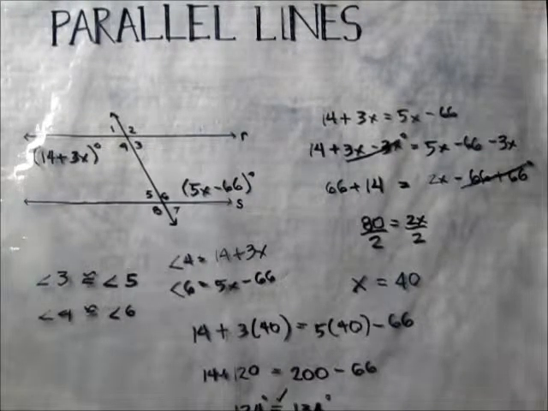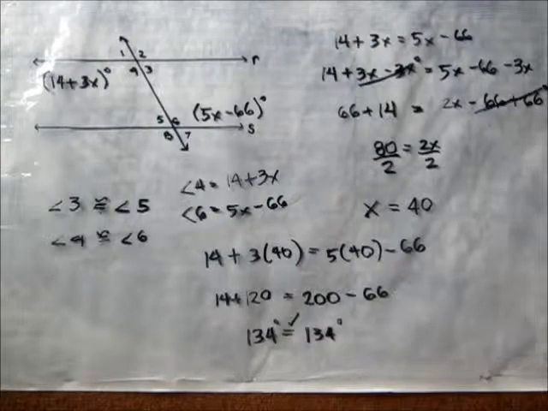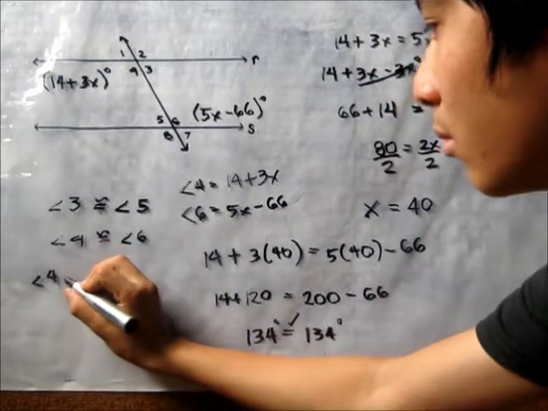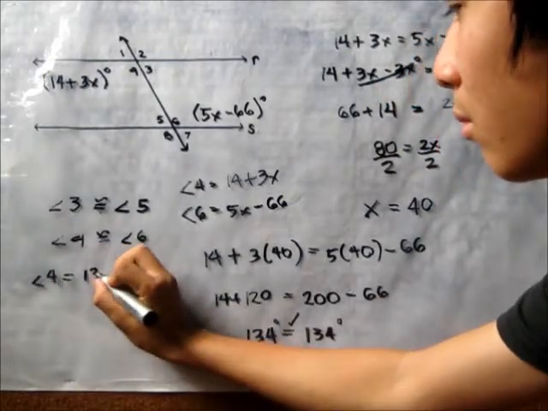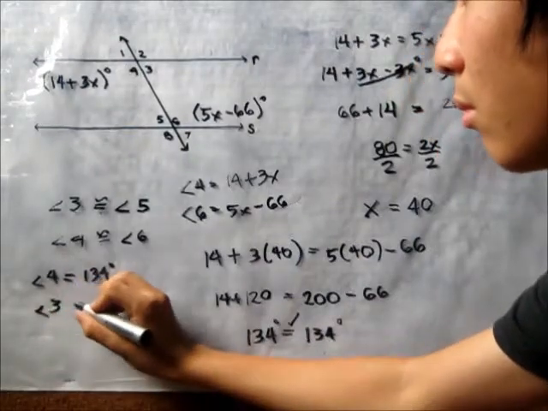Now, let's look at the interior angles on the same side of a transversal. The interior angles on the same side of a transversal must be supplementary. For example, angle 4 is equal to 134 degrees based on the solution, and angle 3 is equal to 46 degrees.